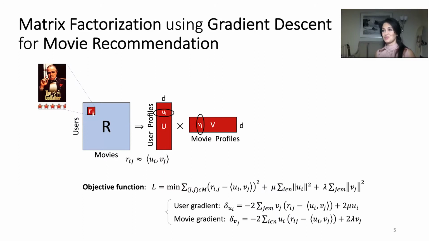For instance, in a movie recommendation system, imagine a rating matrix consisting of rating values given by users to different movies. In order to decompose the matrix R into matrices U and V, we should minimize the objective function by computing and updating gradient values of users and movies in each iteration.